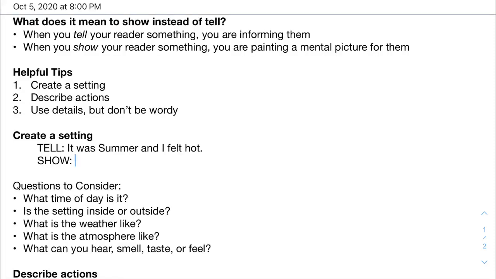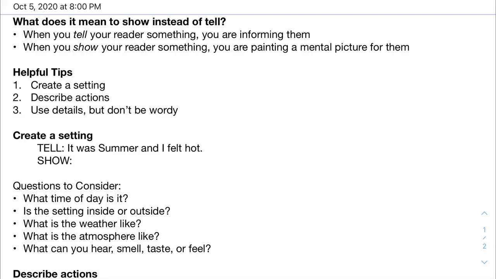I'm Kristen and today I'm going to show you how to show instead of tell. So what does it mean to show instead of tell? When you tell your reader something, you're informing them, but when you show them something, you're painting a mental picture for them. So some helpful tips are to create a setting, describe actions, and use details, but don't be too wordy.